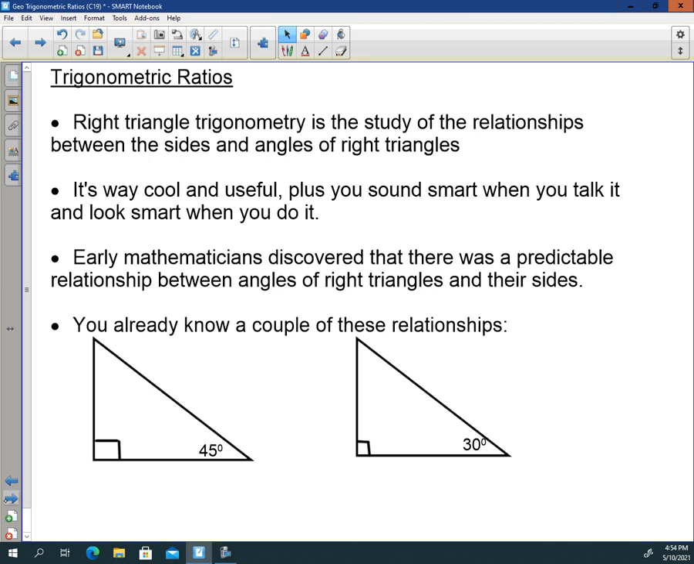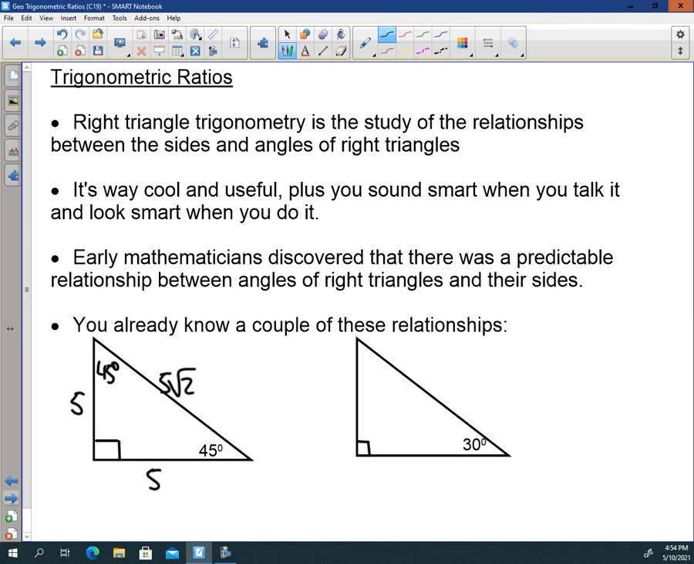Early mathematicians discovered that there was a predictable relationship between angles of right triangles and their sides. And it turns out you already know a couple of these relationships. For example, this triangle right here is a 45, 45, 90. And we already know that if you know one side, you instantly know the other, and you also know the hypotenuse because you just stick it next to the square root of 2.